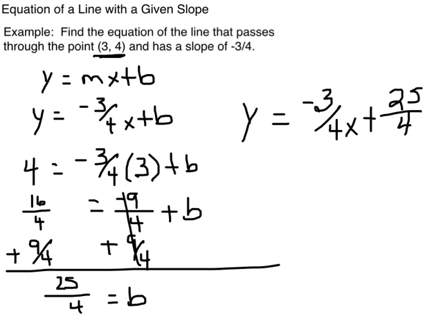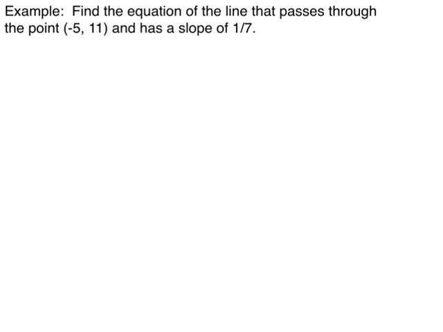In problems like this, it's much easier to use the formula than it is to graph, because 25 over 4 would equal 6 1/4, which is very difficult to exactly pinpoint on a graph. That's why we have the formulas.